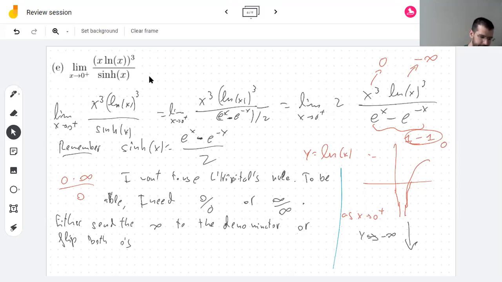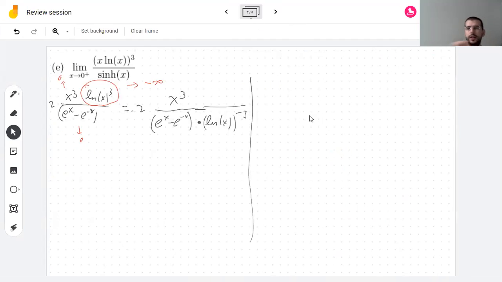So these are the same. Can you change the screen? Oh, thank you. Right, so this is what you get when you just write what hyperbolic sine is. Log of x cubed is the thing that is upside down. I want it to go to zero and not to negative infinity. So let me put it in the denominator with the opposite exponents, because this is how powers work. So now this is 0 divided by 0, and I can apply L'Hopital's rule.